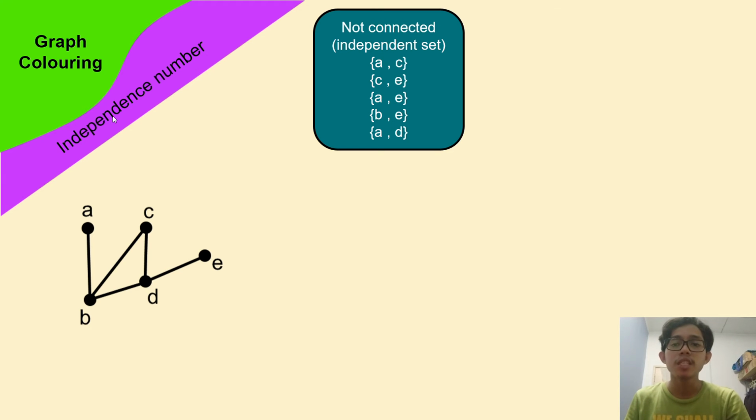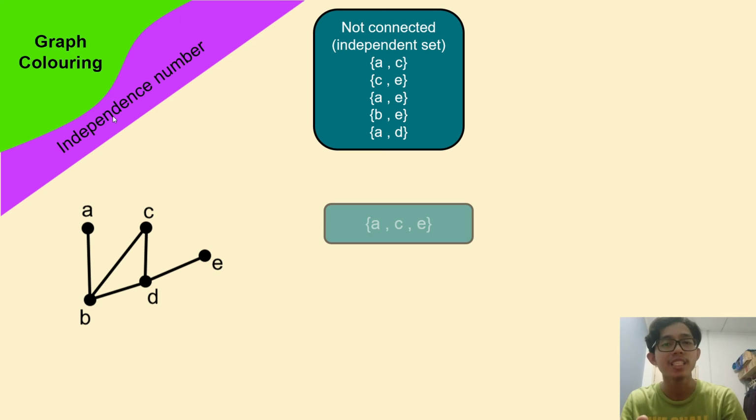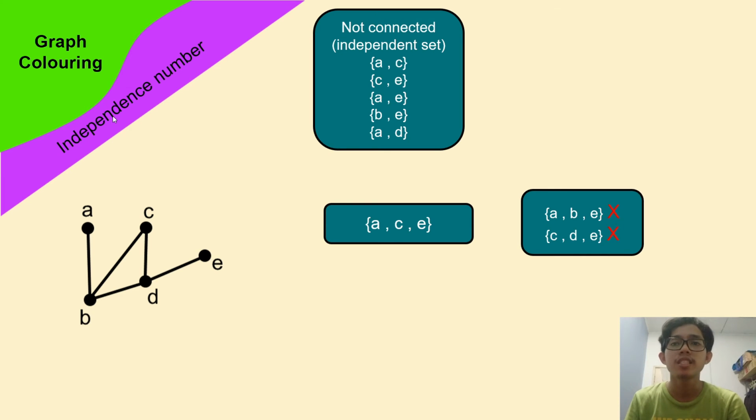However, independent set is not only limited to 2 vertices. If we can add another vertex to the set, then that is what we will be looking for. So from this graph, we can have an independent set consisting of vertices ACE. But be careful, not all of the vertices can be included in the set. For example, the set ABE and the set CDE, both are not an independent set. It is because although the vertex A and E is not connected, and the vertex B and E is not connected, just because the vertex A and B is connected, that makes it not an independent set.